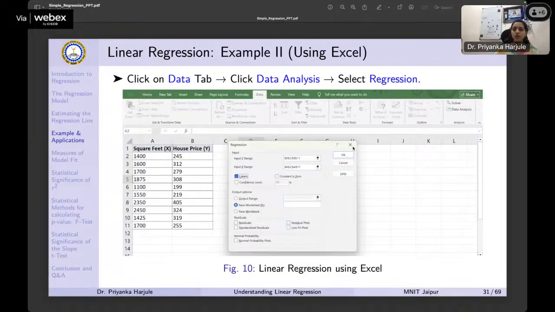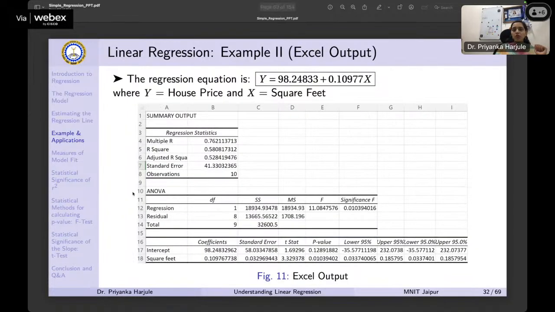And then when you click on the OK button, after selecting the output options, whether you need the output in the same worksheet or the new workbook and so on, you get the output something like this. So we will see so many tables. So we will come to all of it one by one.